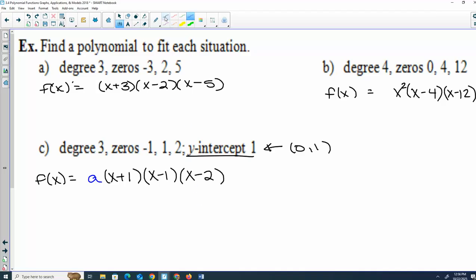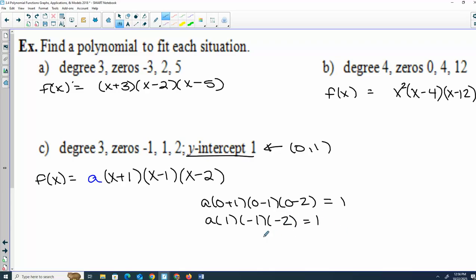Alright, so if my x is 0, this whole thing has to equal 1. So that number has to be 1/2. The polynomial is 1/2 (x plus 1)(x minus 1)(x minus 2).